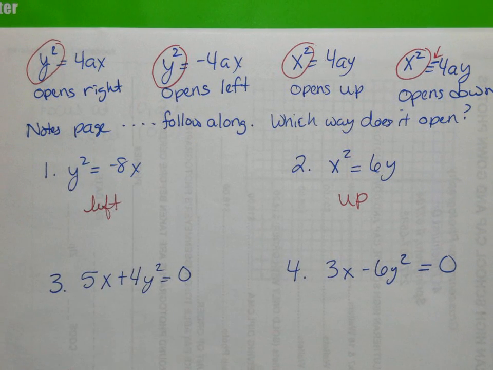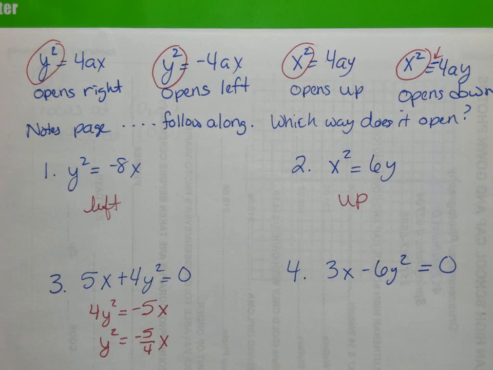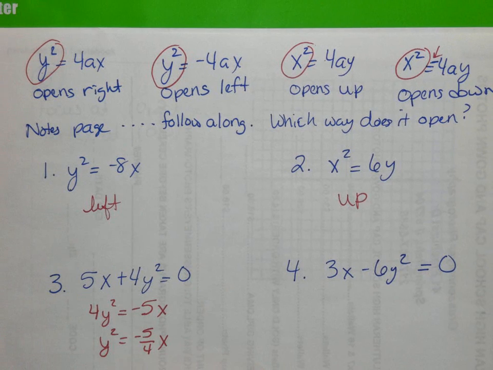These aren't in the same format, so let's get the y squared by itself. So 4y squared is negative 5x. So y squared is negative 5 over 4x. It's negative, so it opens left.